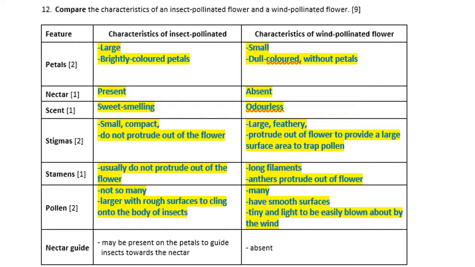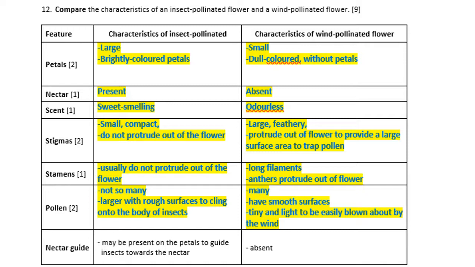All right, now the last question. Now compare the characteristics of an insect pollinated flower and a wind pollinated flower. So these are the features that you can compare. Okay, you can compare the petals, the nectar, whether it is scented or not, and then the stigma. The stigma, how does it look? Whether it is feathery or is it compact, small? Does it protrude out of the flower or is it within the flower itself?